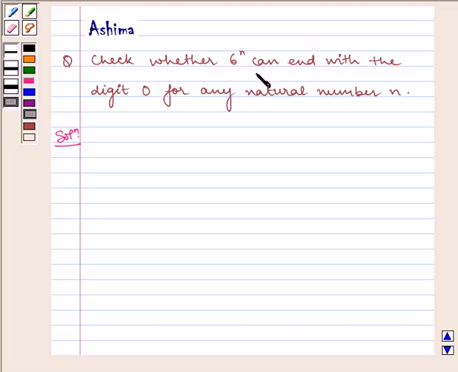Check whether 6 to the power n can end with the digit 0 for any natural number n. Now let us write our solution.